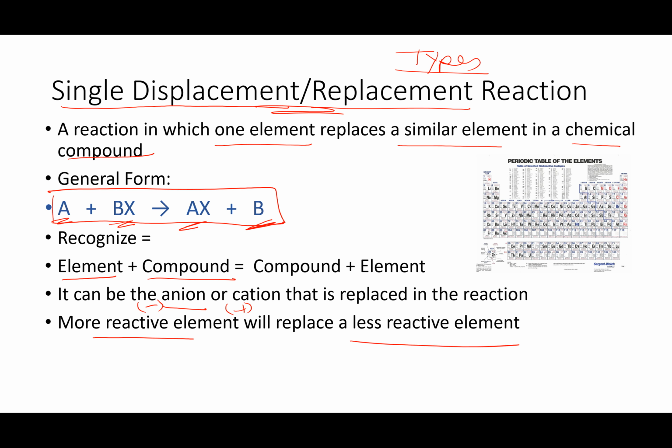Now, to recall reactivity trends on the periodic table, when we're talking about metals, metals get more reactive as you go down and to the left. So francium is our most reactive metal, and nonmetals get more reactive as you go up and to the right, and fluorine is our most reactive nonmetal.